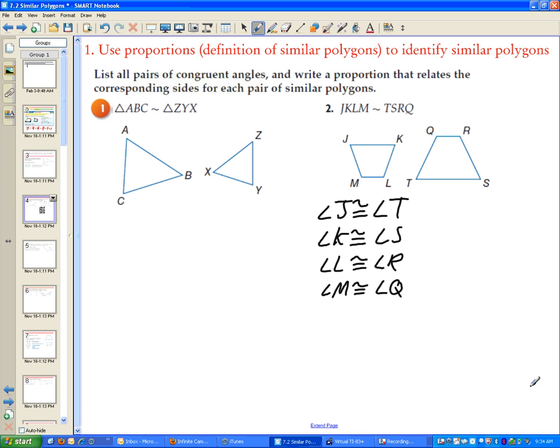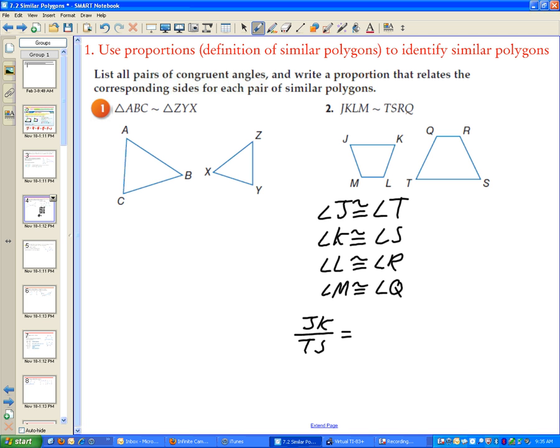So, JK corresponds to what? TS. So the length of JK, that's the length of that side, corresponds. The sides correspond, the lengths make the ratios. Now, that's got to be equal to the ratio we make from every other pair of corresponding sides.